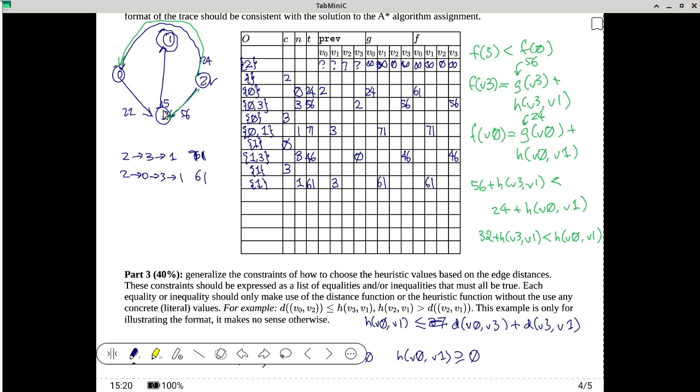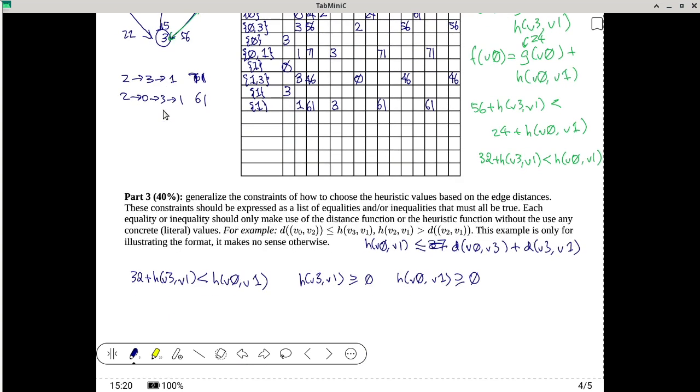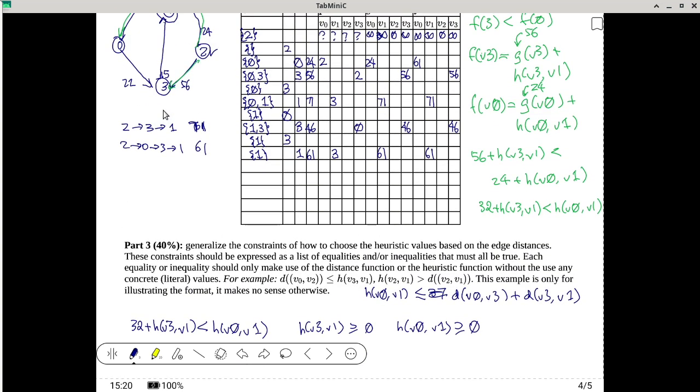And then how would you also express the 32 plus h? Oh, you mean down there? All right, so you're referring to this 32, how do we get to that 32? So the question is, how do we get to the 24 to begin with, and how do we get to the 56 to begin with? That's the distance of the edges, right? So we just have to replace this concrete value with D of V2 to V3.